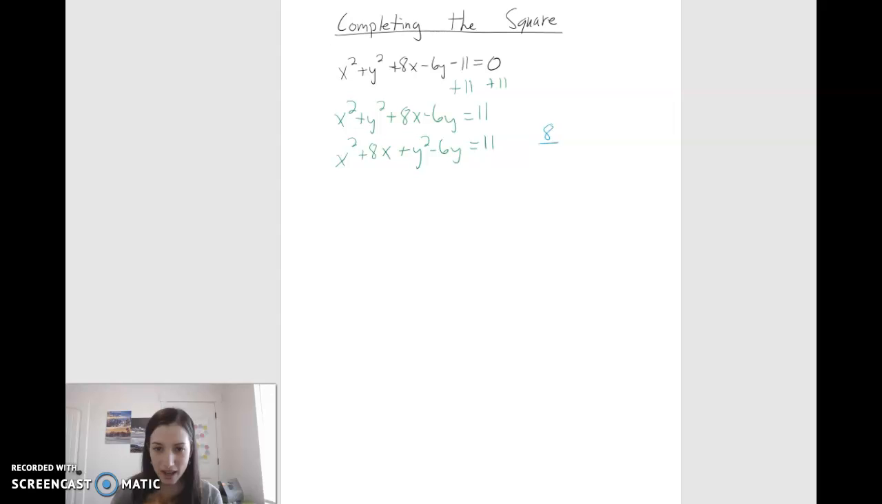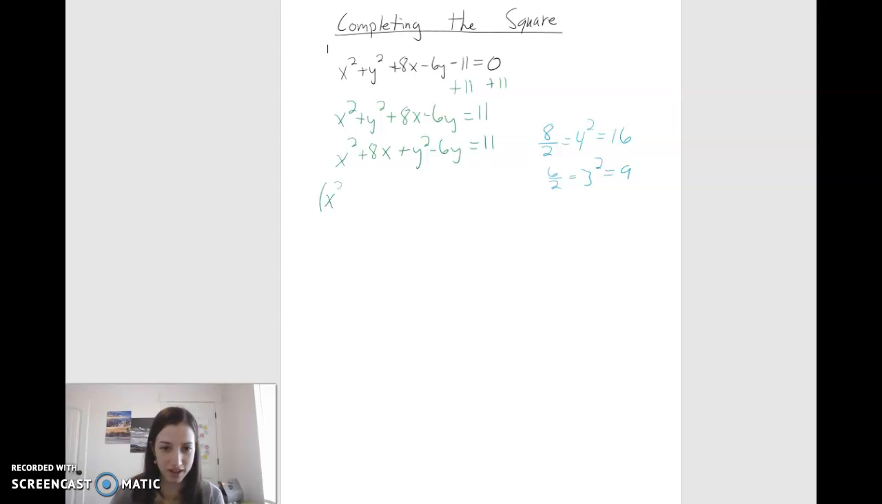So I'm going to divide that by 2, and I get 4, and then I'm going to square that. So I get 16. And then with my 6, I'm going to divide by 2, I get 3, and then I'm going to square that, so I get 9. So that's what it's like completing the square. So with those numbers, I'm going to add in those numbers.